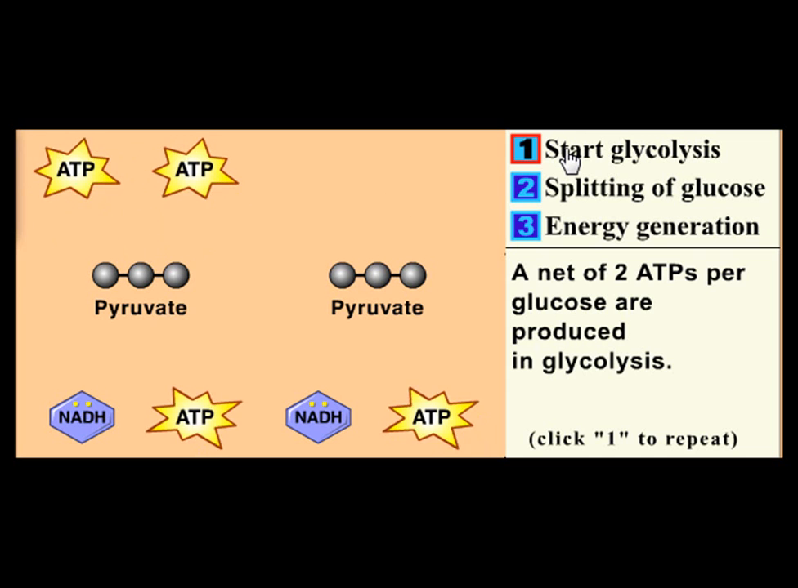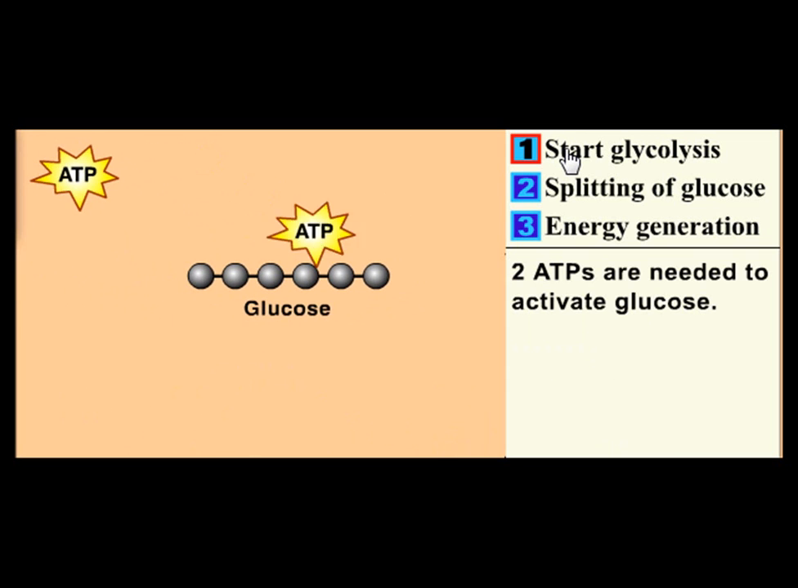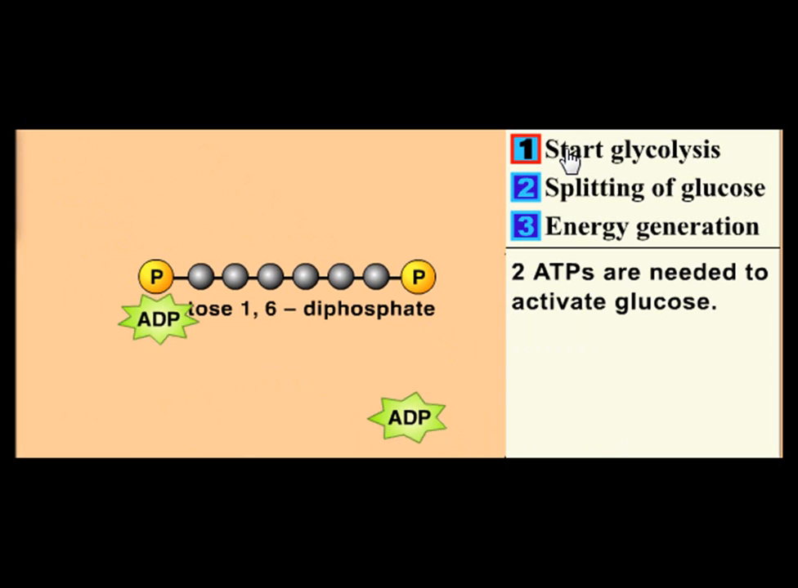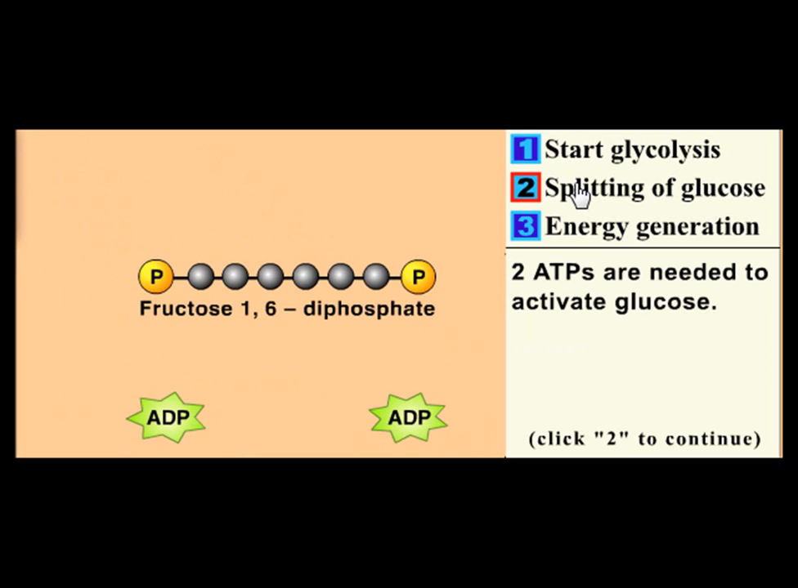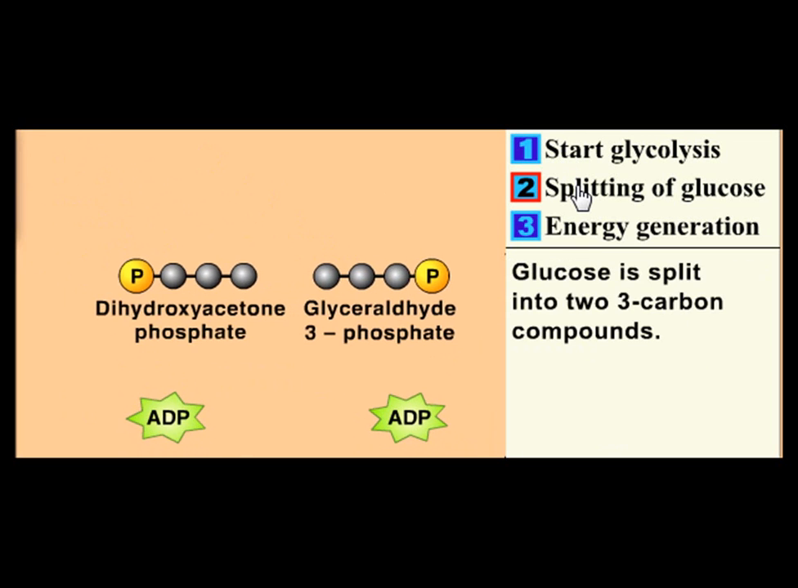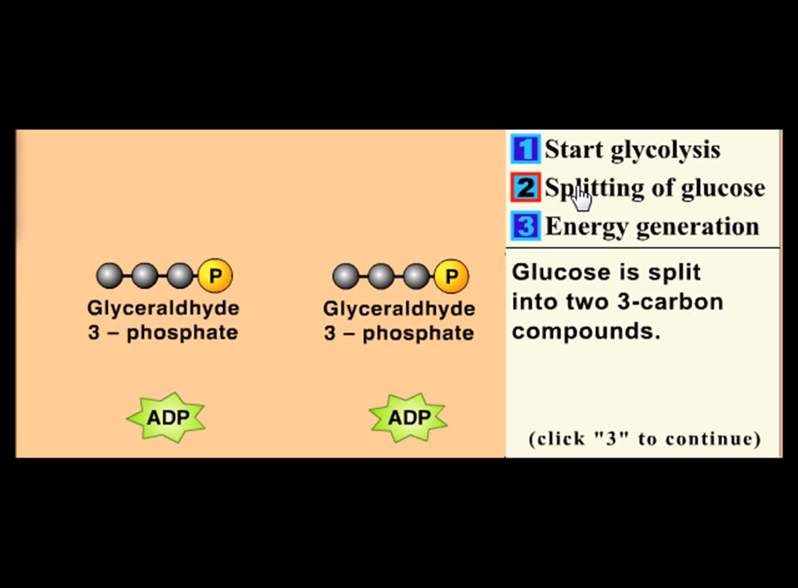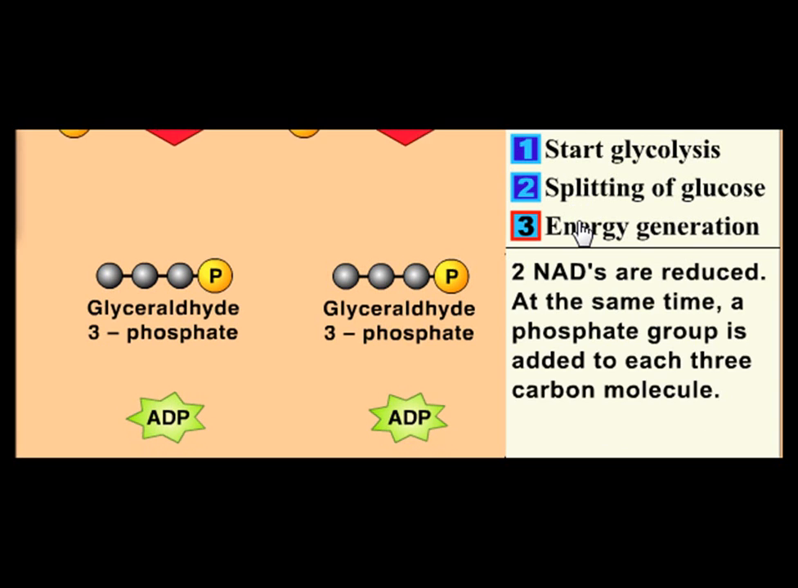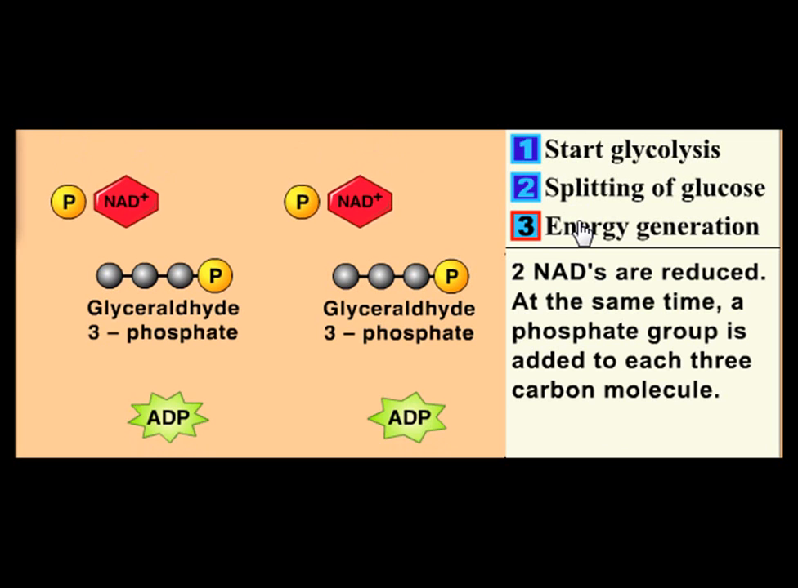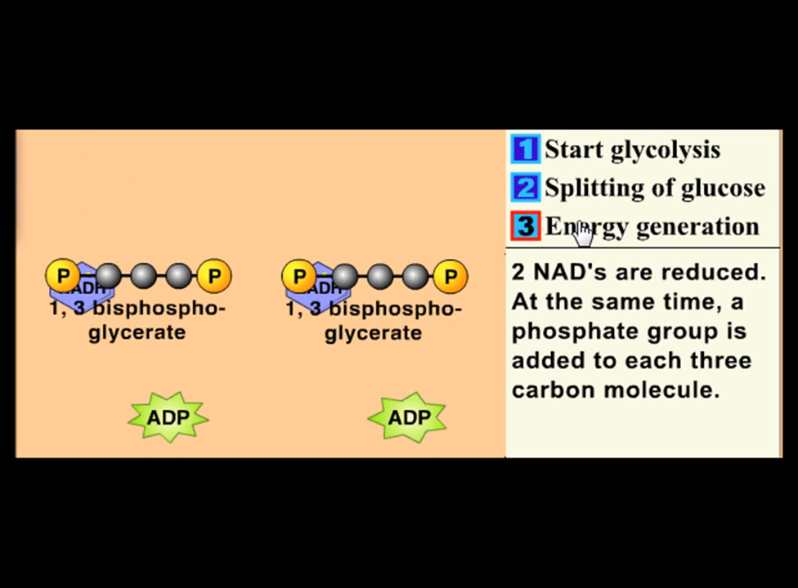So if we watch this again, ATP comes in, phosphorylates our sugar. We then split our sugar in half, convert dihydroxyacetone to glyceraldehyde 3-phosphate, and then we see the reduction of 2 NADHs and the phosphorylation of 4 ATPs.